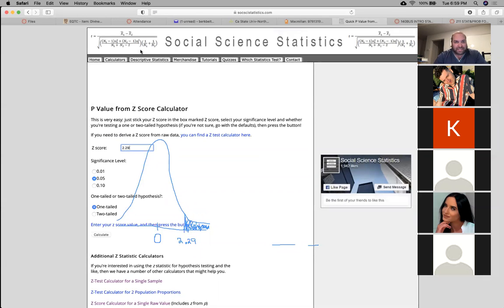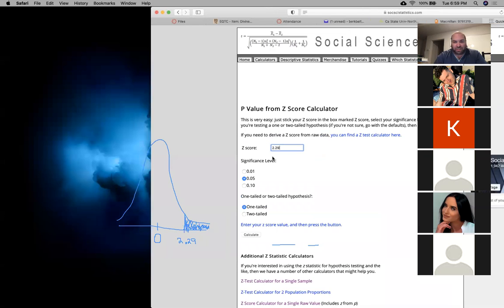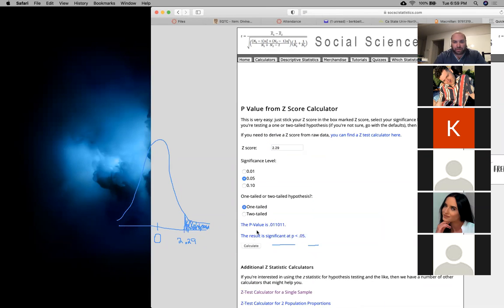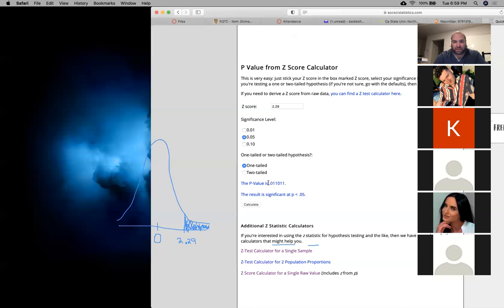2.29, and they even ask us to check the significance level. So one-tailed, enter my z-score, and then press the button. So the p-value is 0.011011. They tell me the result is significant because p, my p-value, is less than alpha, my significance value.